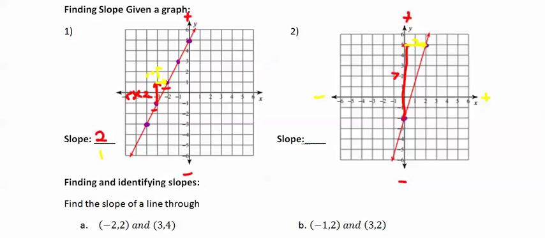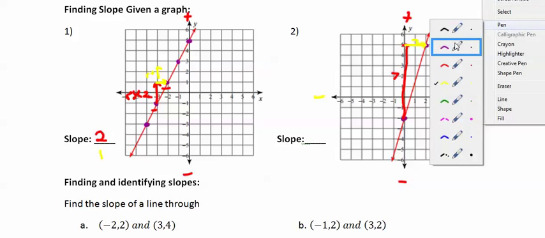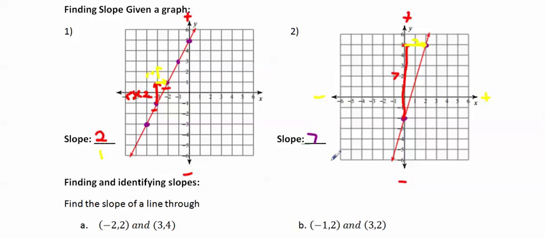Right, and your final slope should have been rise 7 over run 2. Simplify that if you can, but 7 over 2 you cannot simplify, so it will stay as it is.